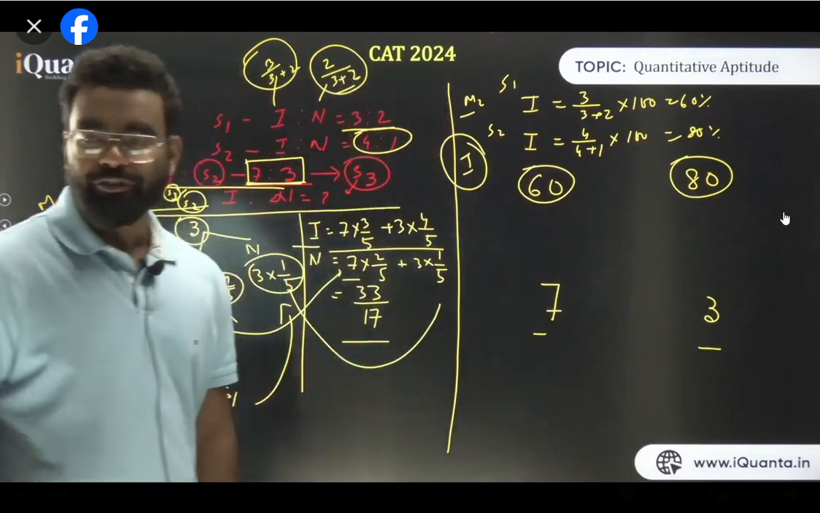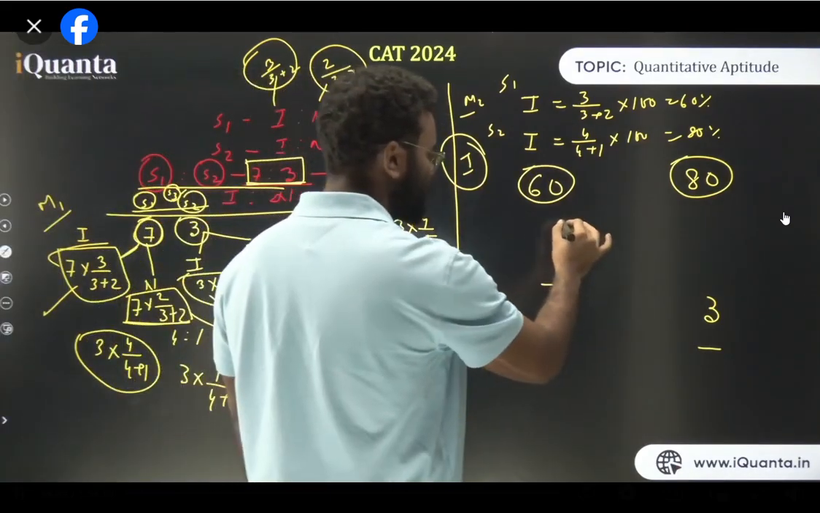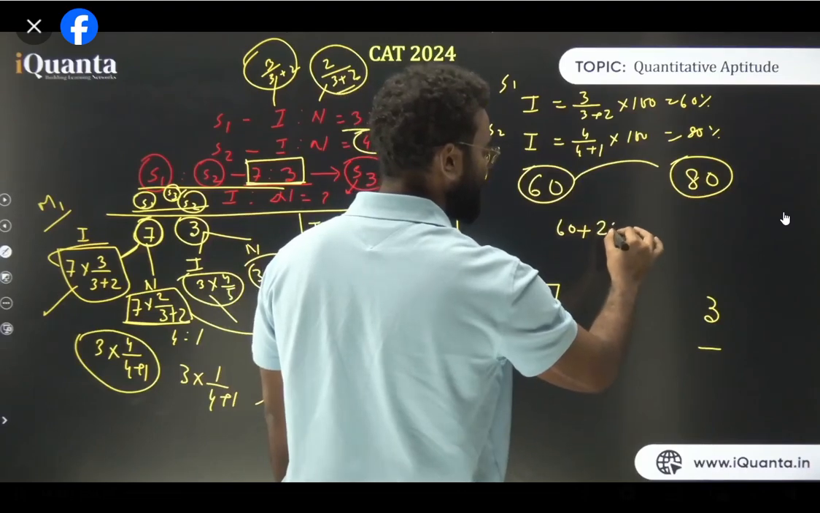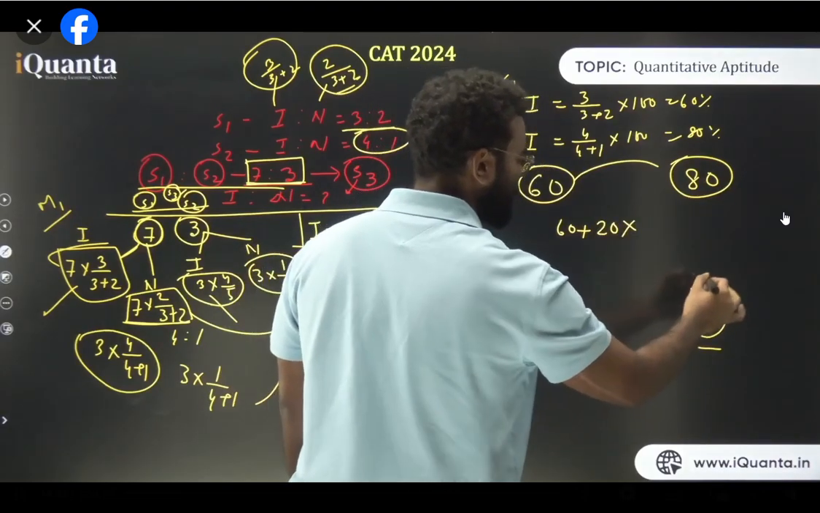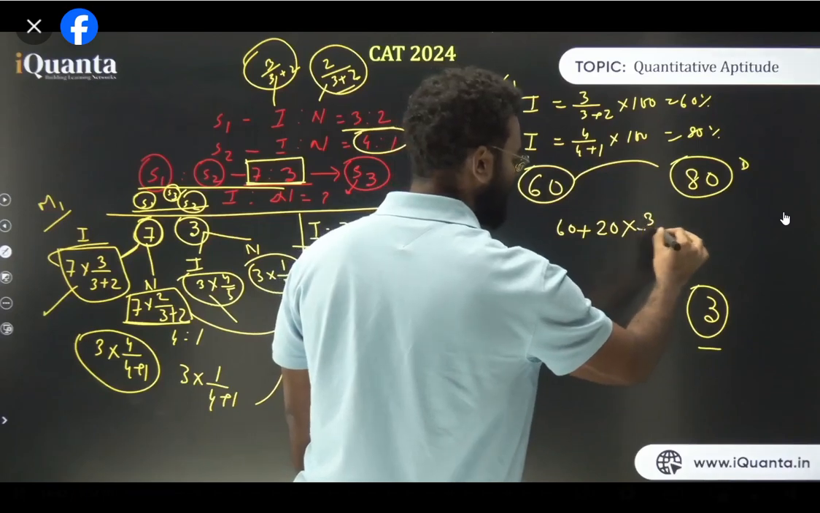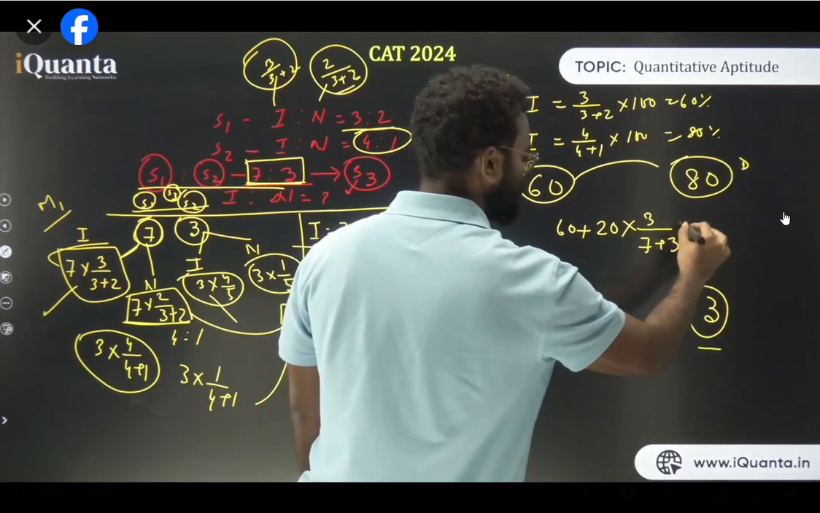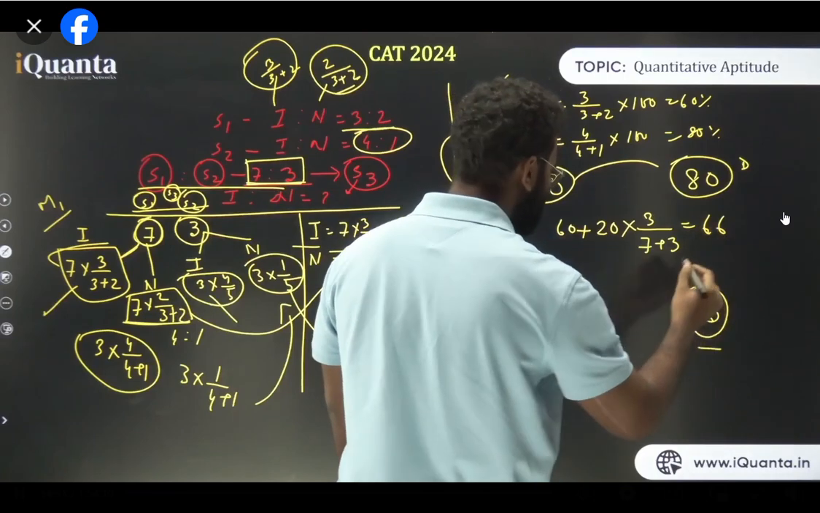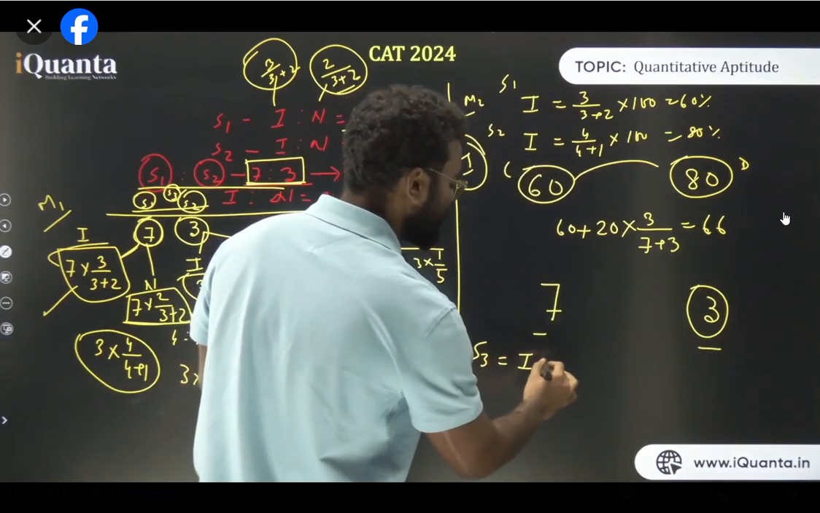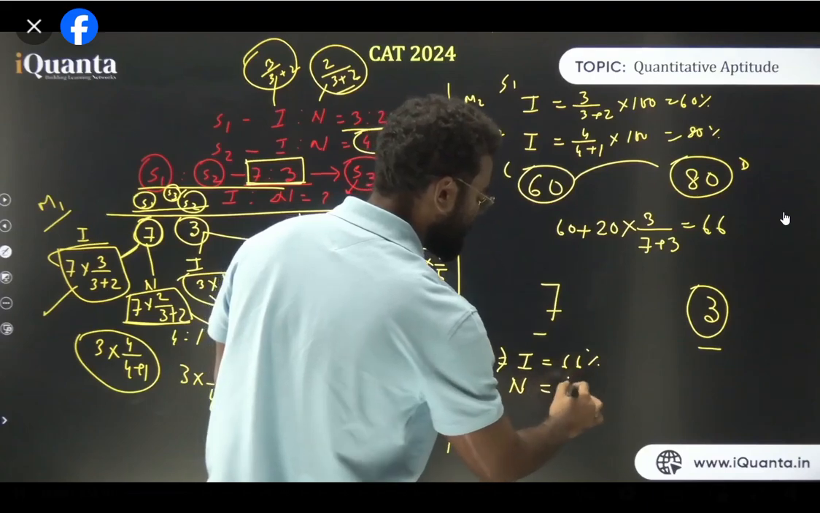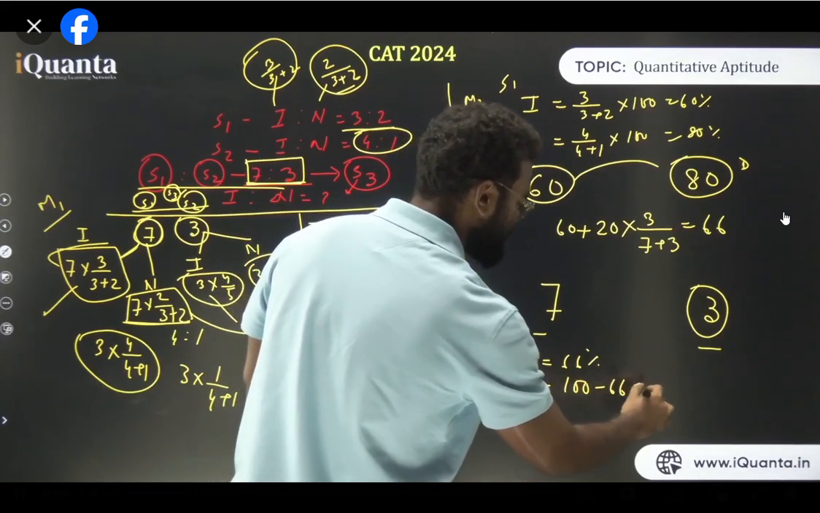Now my question is, what is the average? I have told you how to find the average. First, the smaller average 60, plus the difference of 60 and 80, which is 20, times the proportion of the dearer thing. This is dearer, this is cheaper. What is the proportion of the dearer thing? It's 3 upon 7 plus 3. So your answer is 20 into 3 by 10, that is 6, which gives 66. So I can say in S3, iron is 66%. If iron is 66%, what is nickel? The remaining, that is 100 minus 66, which is 34%.